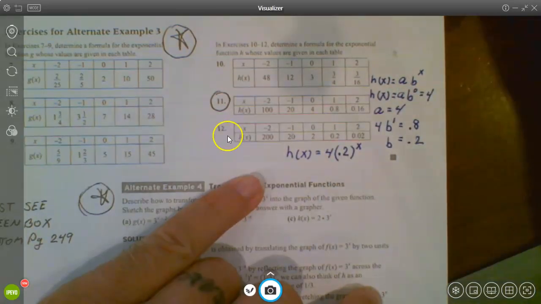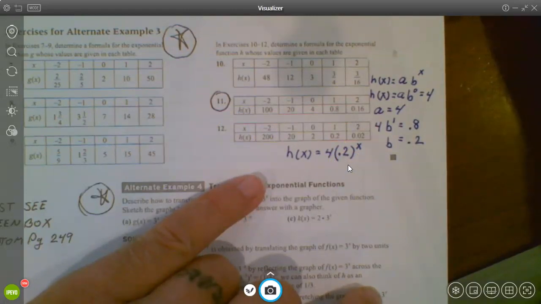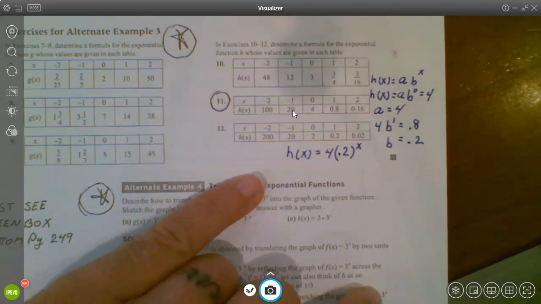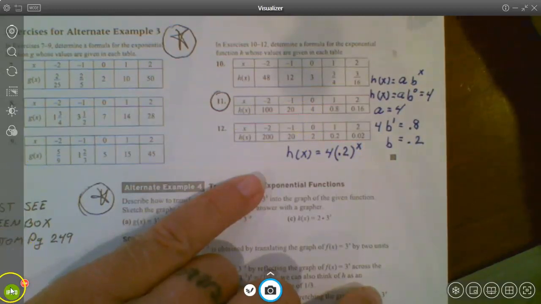It'll come out looking like this. And you could always then check numbers. Like if you ever, for whatever reason, weren't sure, you could always test a number. So like if I plugged in -1 for x, is 0.2 to the negative first power times 4 equal to 20, right? And if it works out for those numbers, then we know we did it correctly.